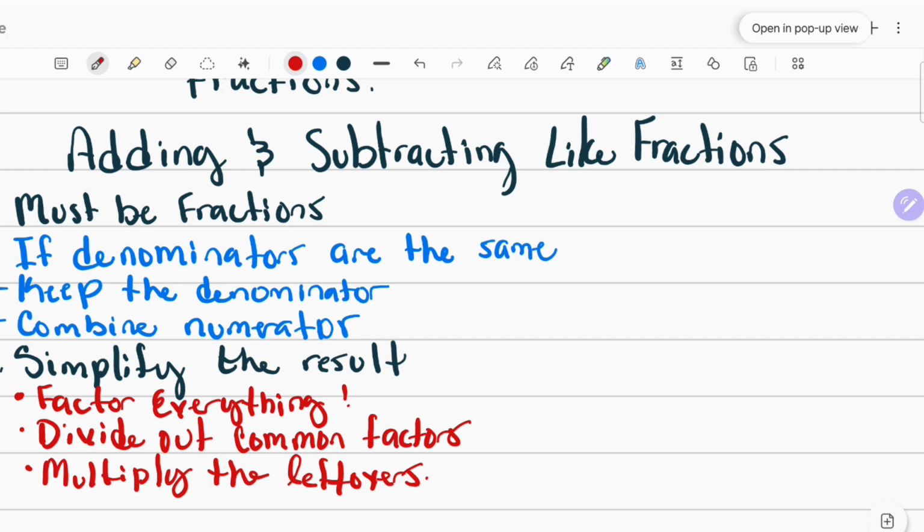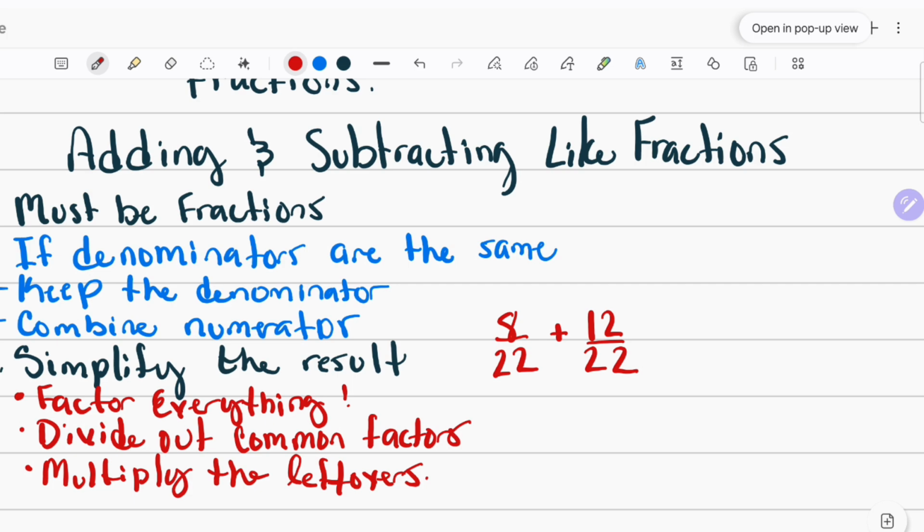Let's practice this. Let's try this: we have 8 over 22 plus 12 over 22. Somebody did all the work. You already got the same denominator. That makes them like fractions. All right?